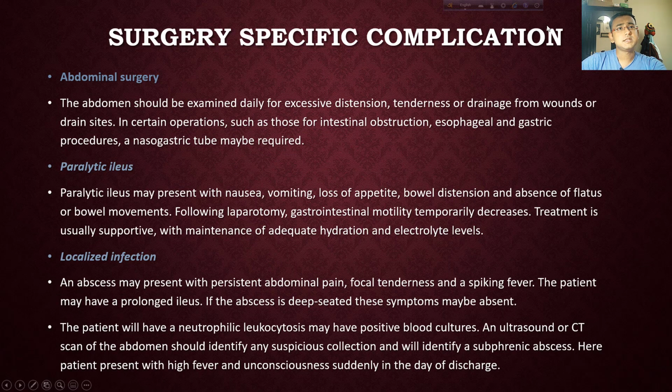Okay, now some specific complications of surgery. There are other complications specific to abdominal surgery. In abdominal surgery, the abdomen should be examined daily for excessive distension, tenderness and drainage from the wound and drain sites. In certain operations, such as those for intestinal obstruction, esophageal and gastric procedures, a nasogastric tube may be required. Sometimes a nasogastric tube is used, and you check whether distension occurs or not, whether tenderness is present or not, and the drainage system, every day.